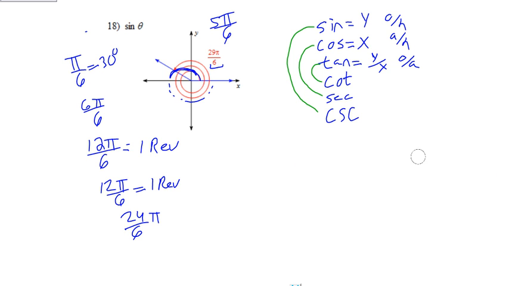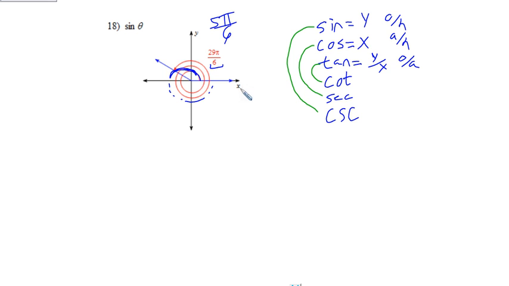So let me erase all this scratch work over here. Our 5 pi over 6 tells me that we end up over here in the second quadrant. And remember, in our little all students take calculus, ASTC, it tells us that in quadrant 1, all 6 of the trigonometric functions are going to be positive. Over in quadrant 2, only sine and also cosecant are positive. So we know right away that our answer will be positive.